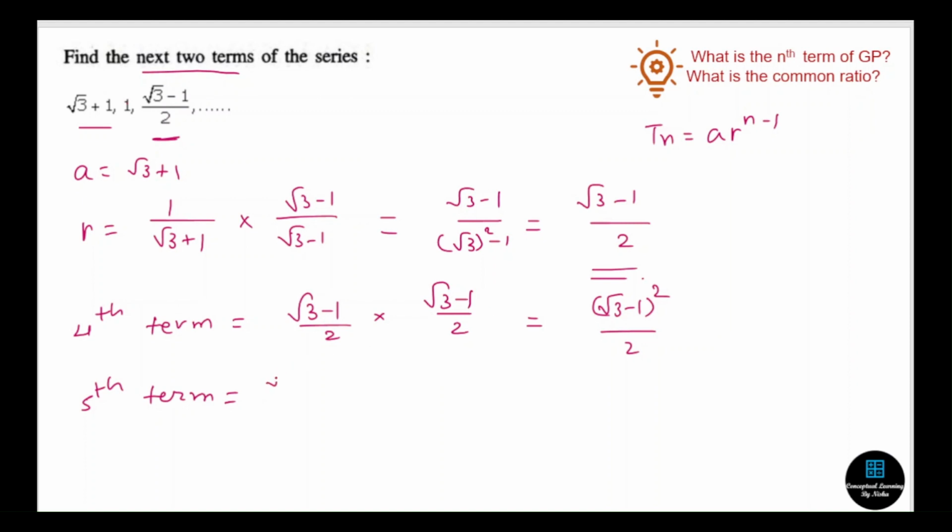So we have to multiply the fourth term by this common ratio. Okay, so minus 1 square upon 2 into root 3 minus 1 upon 2. This gives me root 3 minus 1 to the power 3 upon 8. So these are the next two terms. Okay, this and this. Alright, I hope you understood this one also.